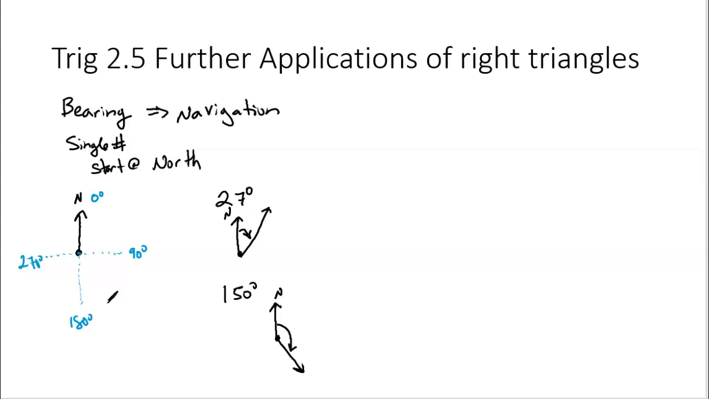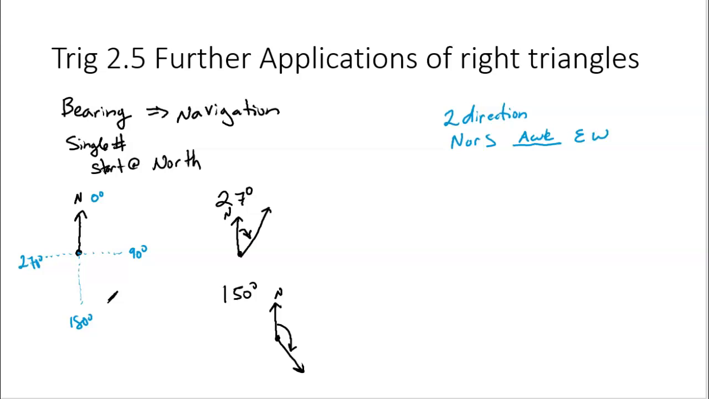If I want to talk about it in terms of two things, what happens if I don't want to do a single number? I can talk about two directions instead of just one direction. With two directions, I always start with north or south. Then comes the acute angle, and then it ends with east or west. So that's our second way.